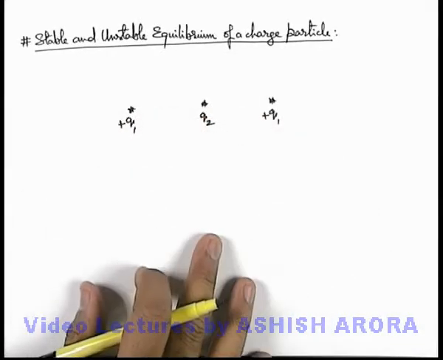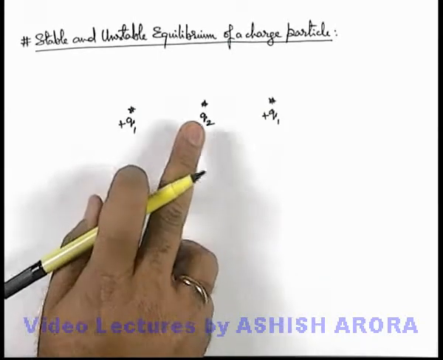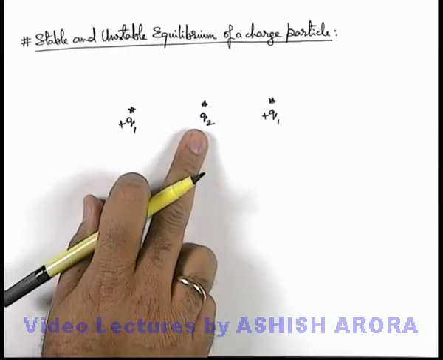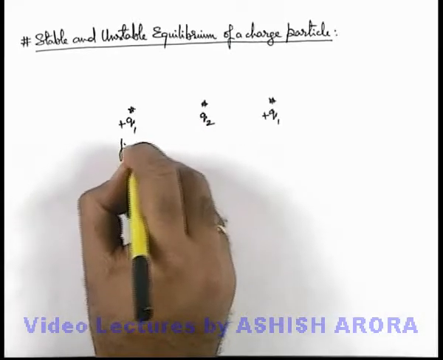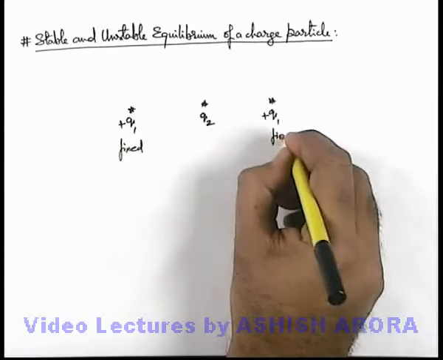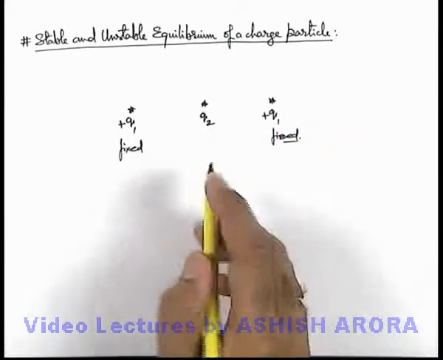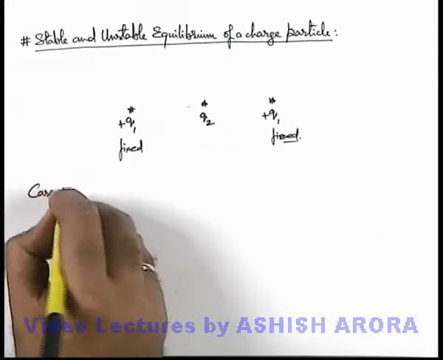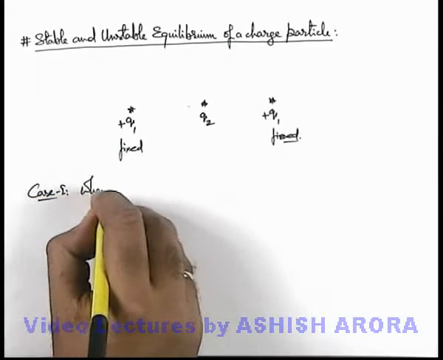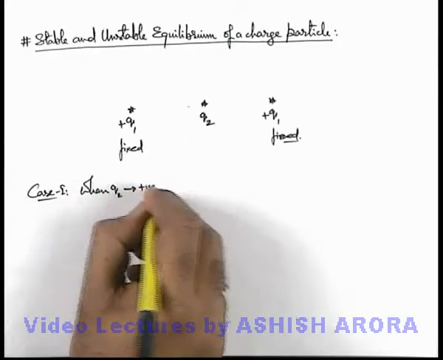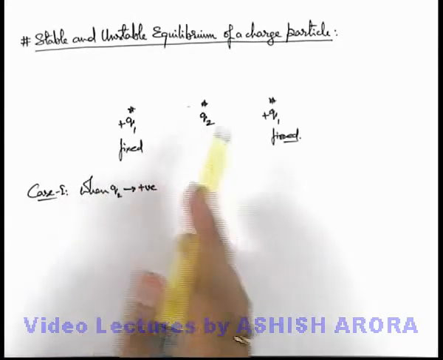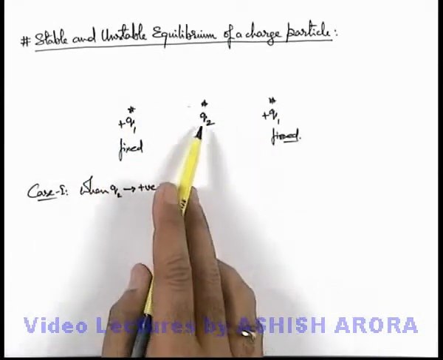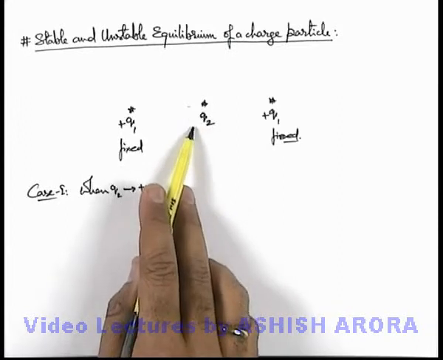Now we'll analyze Q2, when it is of positive sign and of negative sign, about its equilibrium, and say these charges Q1 are fixed and Q2 is free to move. Let us consider case 1, when Q2 is positive. If Q2 is exactly located midway between these two charges, then it is quite obvious that it will be in equilibrium.